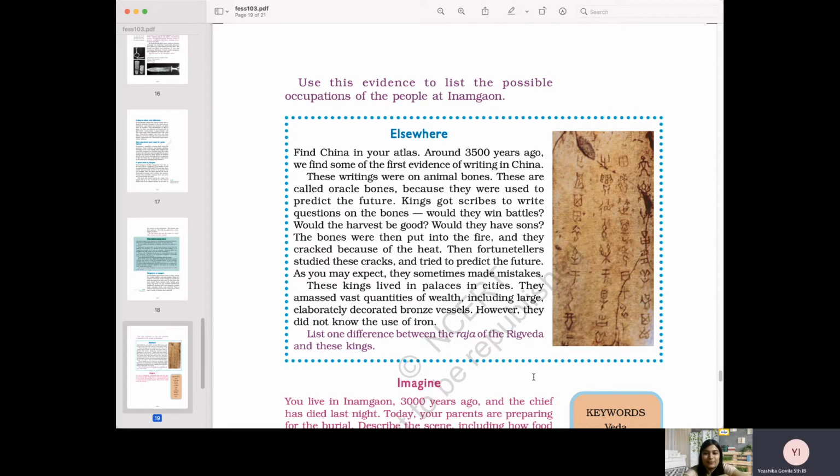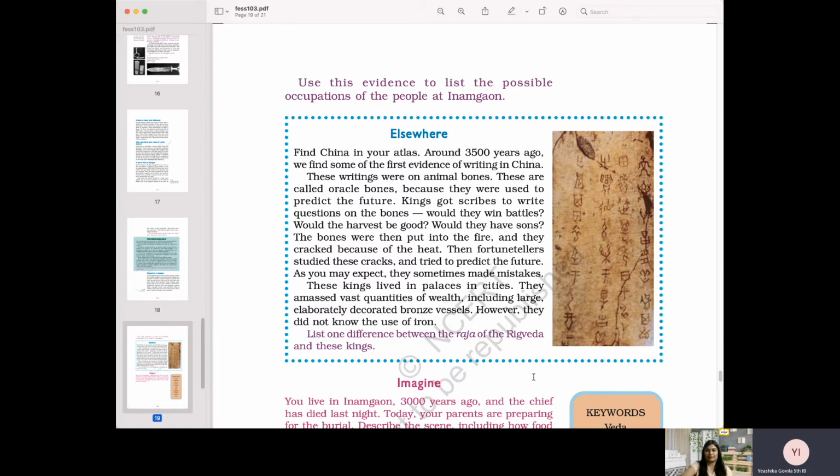Find China in your atlas. Around 3,500 years ago, we find some of the first evidence of writing in China. These writings were on animal bones. These are called oracle bones because they were used to predict the future. Kings got scribes to write questions on the bones. Would they win battles? Would the harvest be good? Would they have sons? The bones were then put into the fire and they cracked because of the heat. Then fortune tellers studied these cracks and tried to predict the future. As you may expect, they sometimes made mistakes.